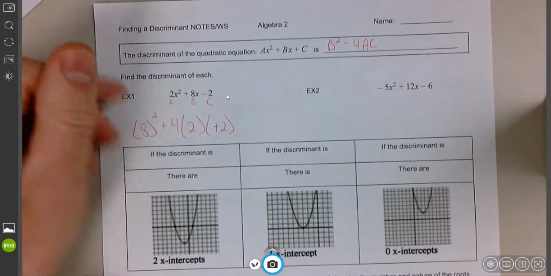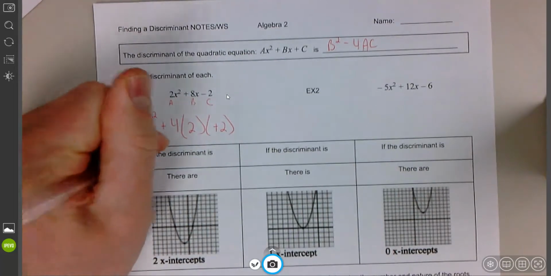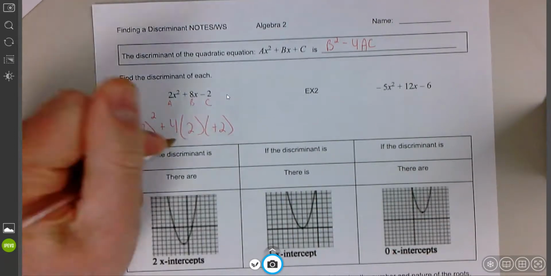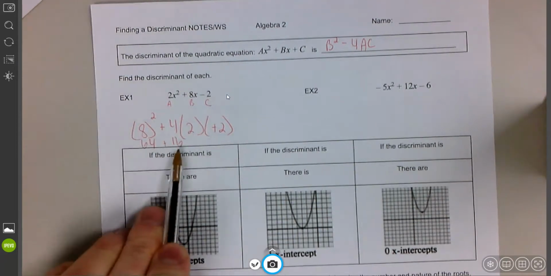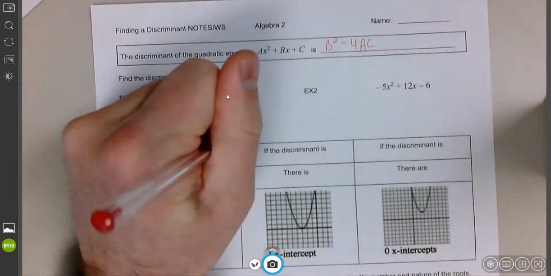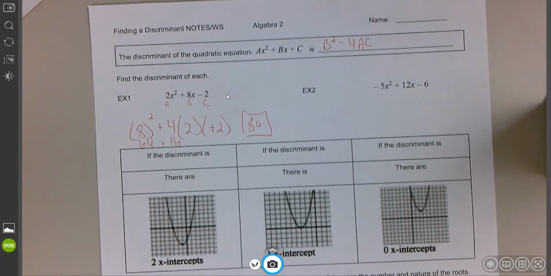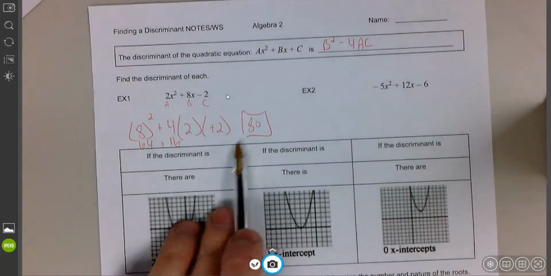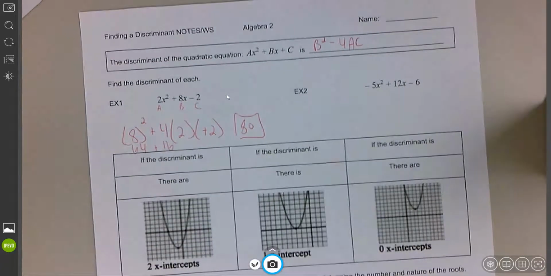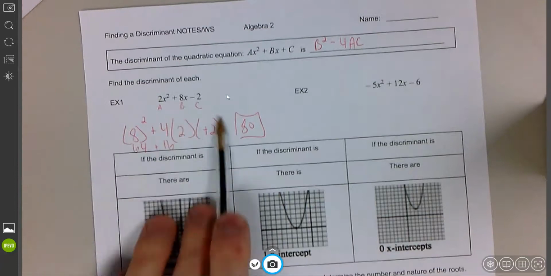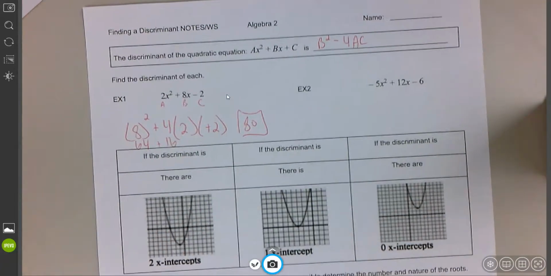So from here, I have 64 plus 4 times 2 times 2, that's 16. And 64 plus 16 is 80. Done. That is the discriminant. B squared minus 4ac. If I asked you what's the discriminant for this quadratic, we would say 80. I'm going to leave example 2 for you to do, something for you to do in here. Find the discriminant. You're doing it the exact same way. Jam it in your calculator and figure out what the discriminant is.